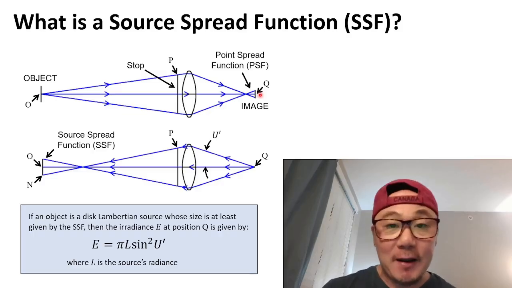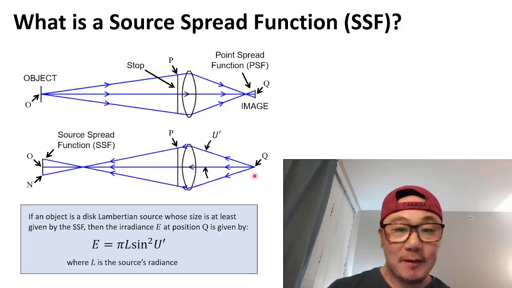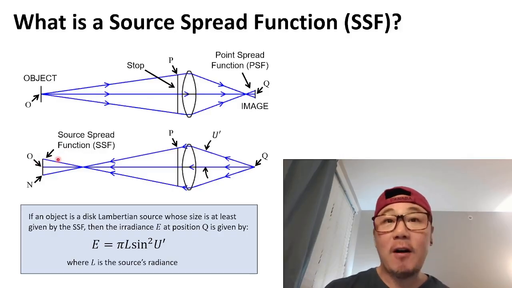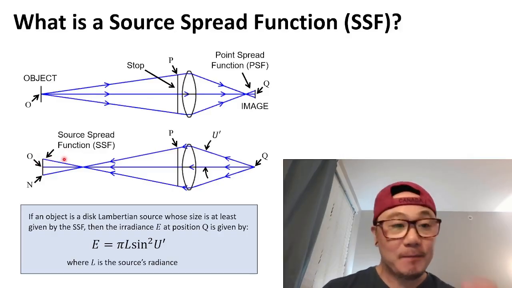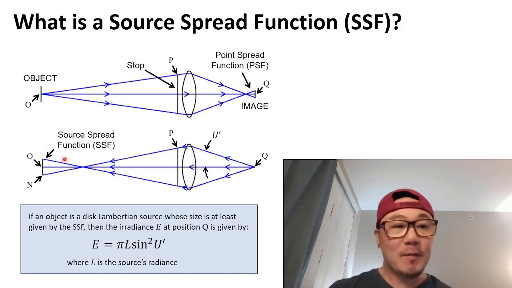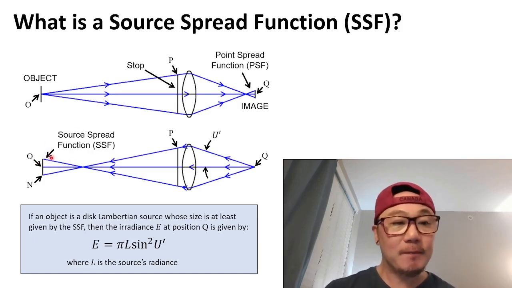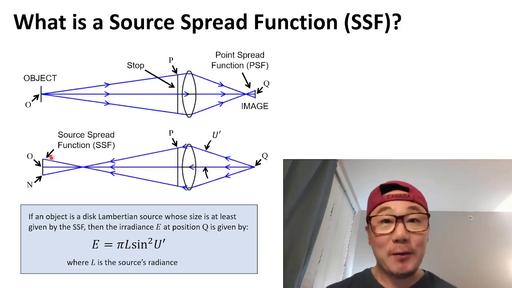If we ray trace in reverse from Q backwards, such as here, we get a point spread function as well at the object plane. That's what I call a source spread function. Okay, that's just a term I give it. So it's a point spread function in a reverse ray trace. Source spread function. So what? So what's the use of that?